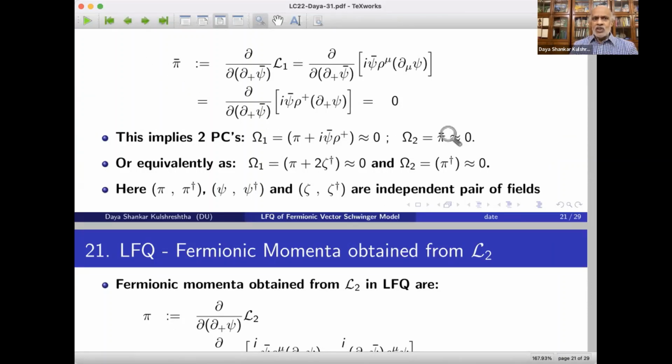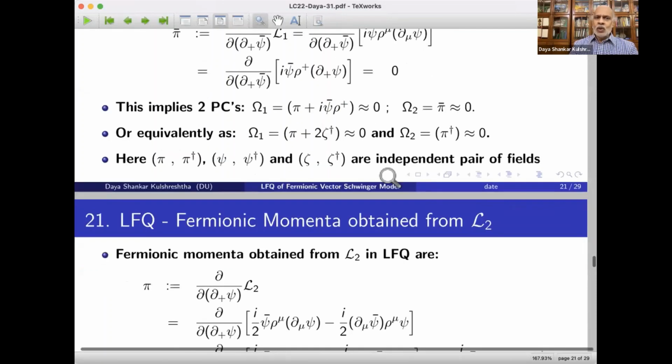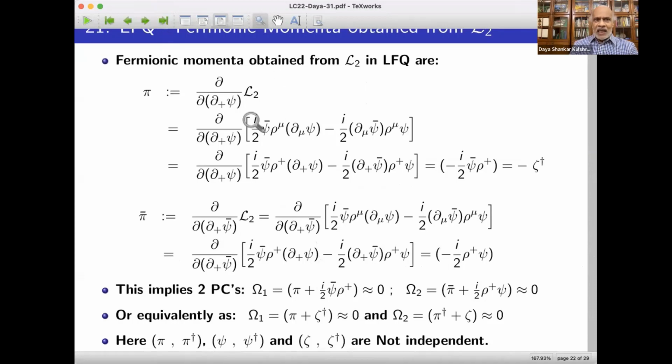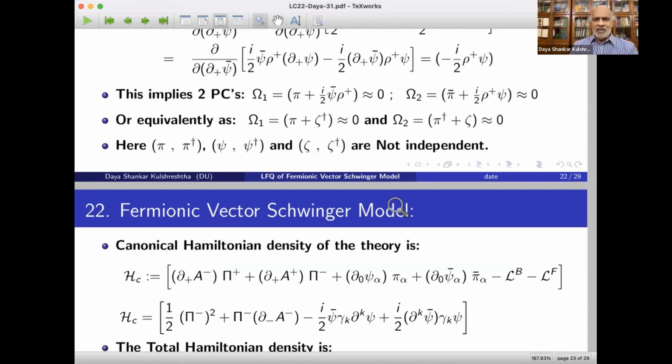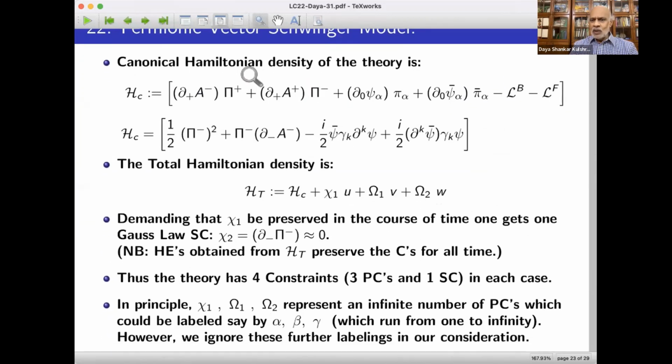So these are two constraints, and this involves rho plus and these two. Now, in the second L2, I have pi equal to minus zeta dagger and pi bar equal to this, which gives me these two constraints involving pi and pi bar. Both of them involve rho plus. But if I rewrite them in terms of the good fermions zeta dagger and zeta, then I would not have any problems whatsoever. I write down the canonical Hamiltonian of my theory constructed from Legendre transformation, and I write down the total Hamiltonian.